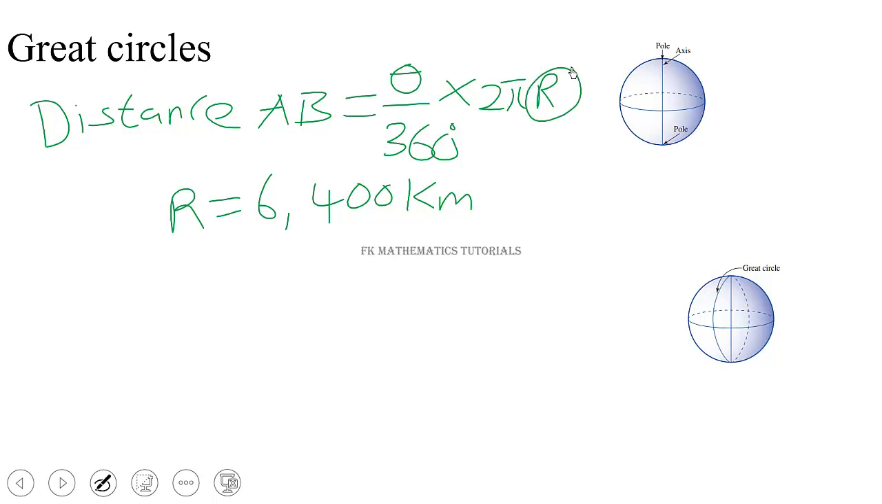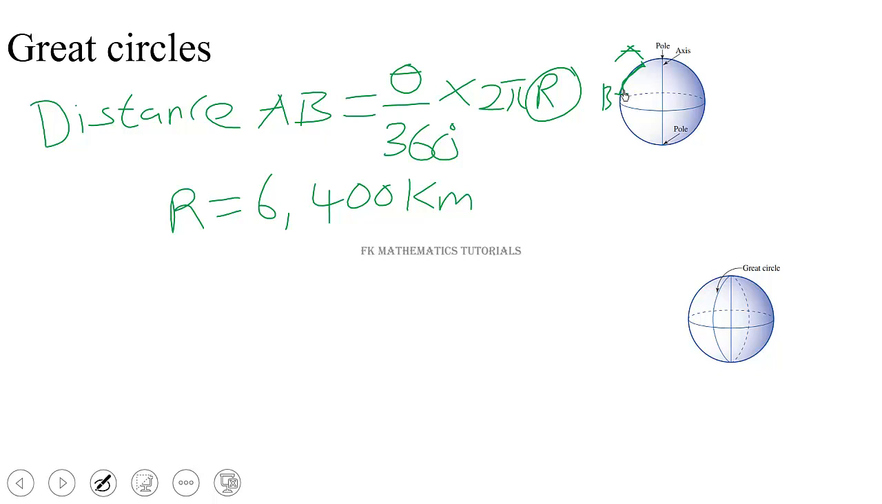The reason why it is so is that since the Earth is spherical, the distance between any 2 points, let's say A here and B over here, will form an arc. So the length of arc is given by theta over 360 degrees times 2 pi r.